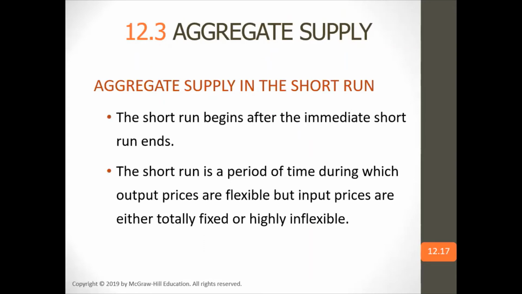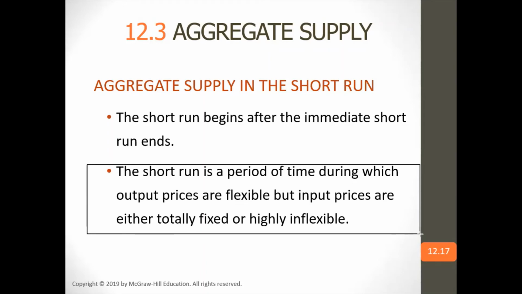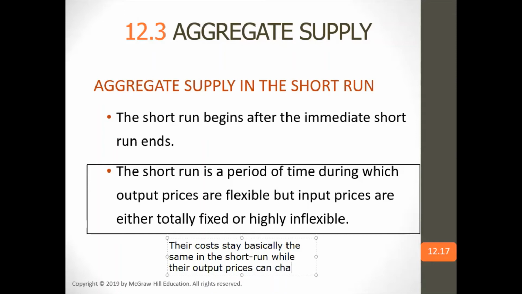So aggregate supply in the short run: the short run begins after the immediate short run ends. It is a period of time during which output prices are flexible, but input prices are either totally fixed or highly inflexible. So in the short run, output prices start to change, but their costs stay basically the same.